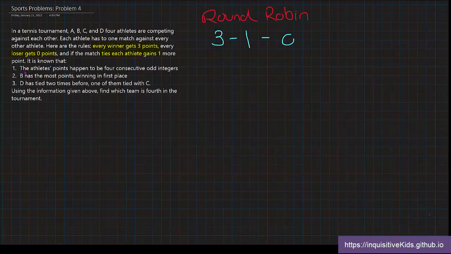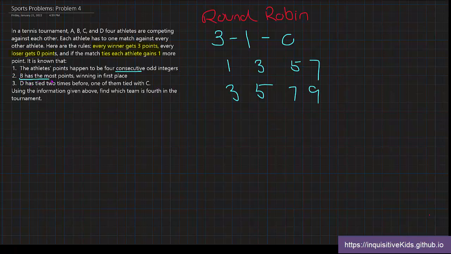It is known that the athletes' points happen to be 4 consecutive odd integers. Now, first, I'm just going to talk to you about what the word consecutive means. Consecutive means just next to each other, basically, or adjacent. So examples of 4 consecutive odd integers would be 1, 3, 5, 7, or 3, 5, 7, 9. This sort of pattern right here. These are 4 consecutive integer groups.